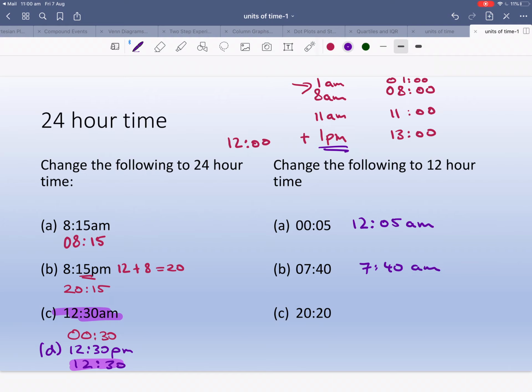40 a.m. And this one, 2020, well, we've got a minus 12 and we get 8. So that's going to be 8:20 p.m. All right. So be aware of how we can change it from 24-hour time to AM, PM time. Okay. And the reason I'm minusing 12, okay, is because it's gone past the 12 already. So 20 is well past the 12. So I've got to see what it is in 12-hour time. So by minusing 12, or in this case, adding 12 in the other example, we can change it from one system to the other.